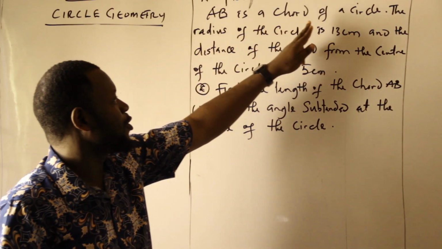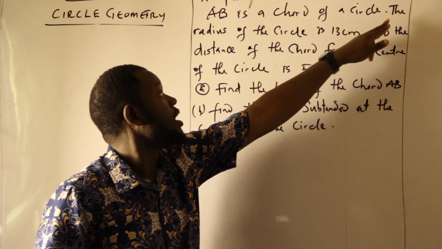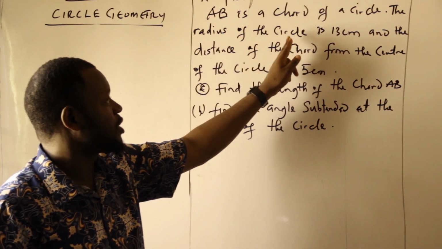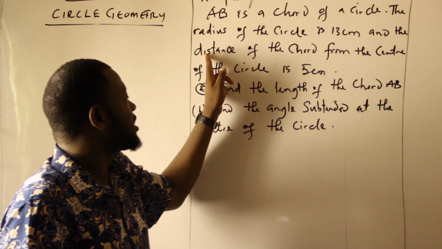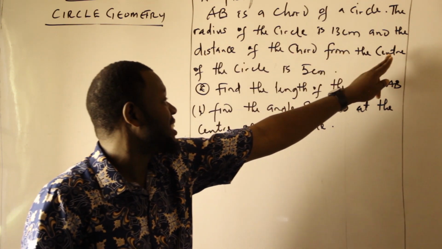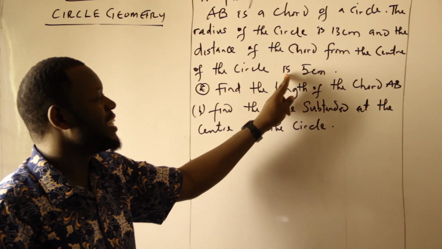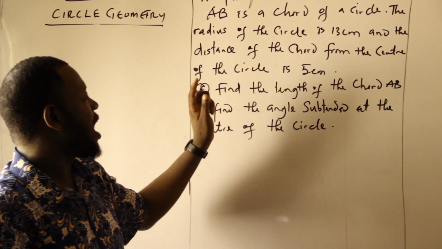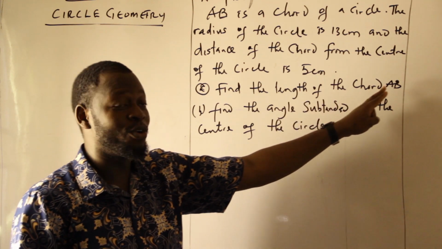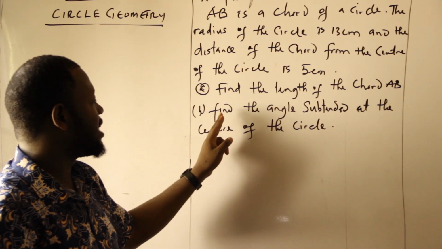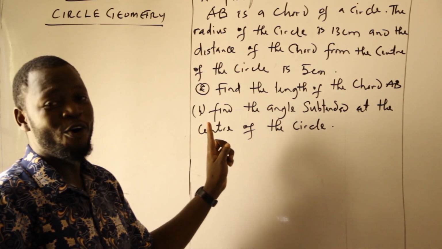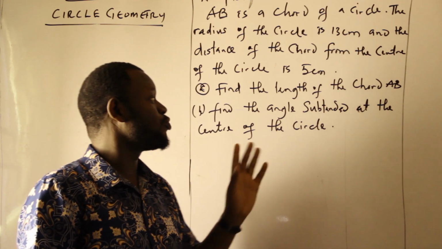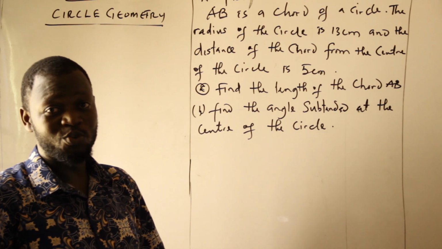AB is a chord of a circle. The radius of the circle is 13 centimeters. And the distance of the chord from the center of the circle is 5 centimeters. We are now asked to find the length of the chord AB. That's the first question. And we should find the angle subtended at the center of that circle. Those are two simple questions we were asked to solve.